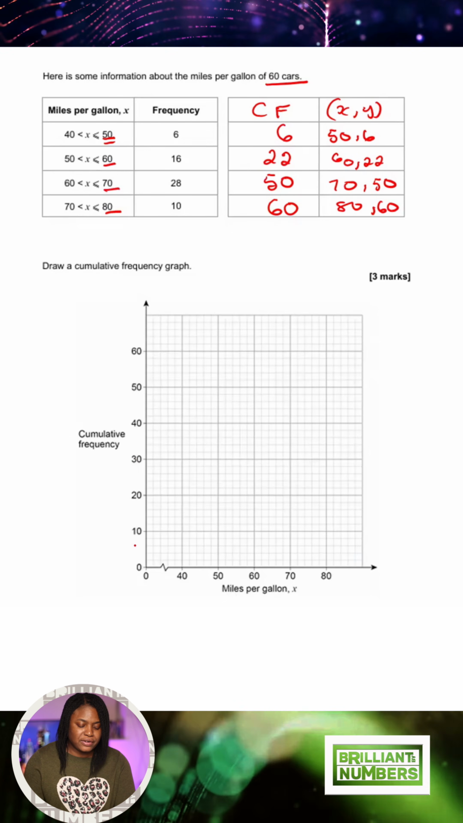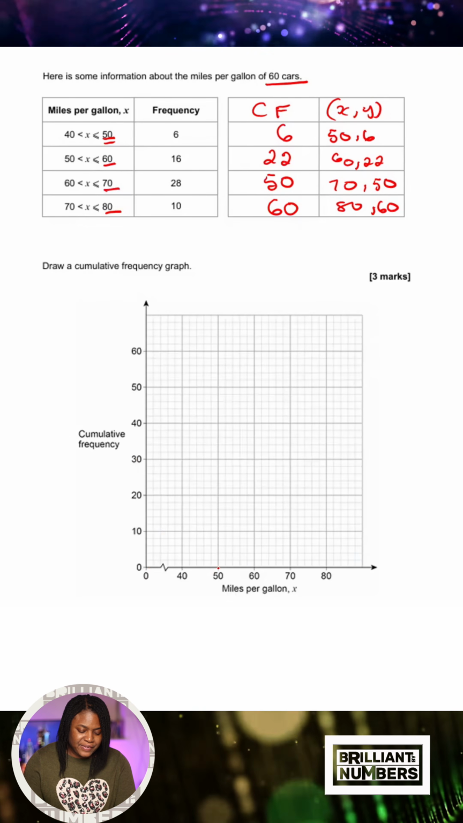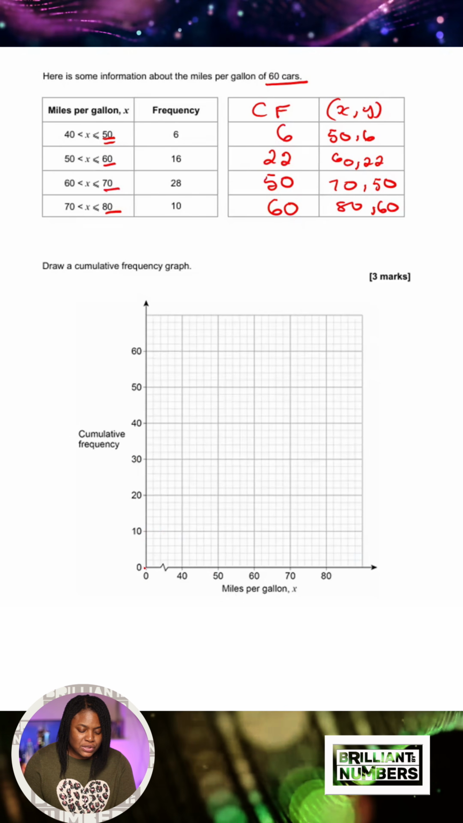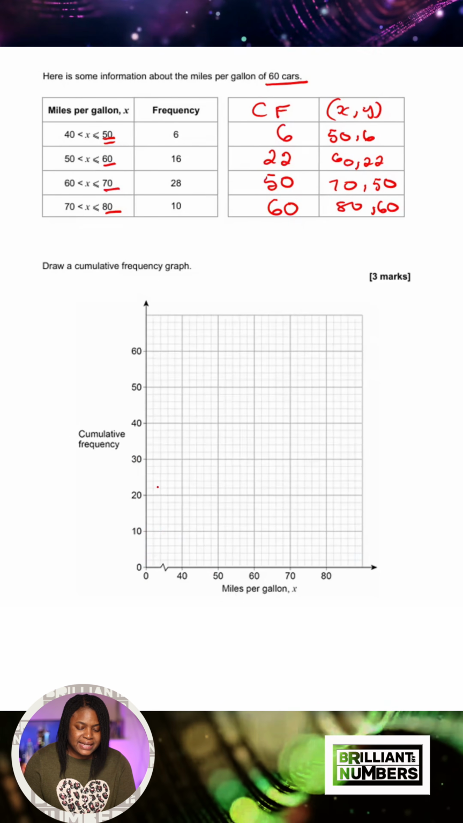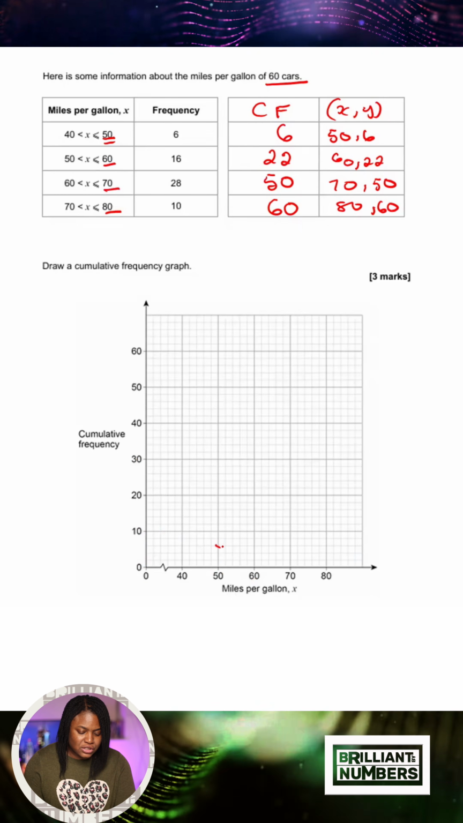So we're going to plot the graph now. We observe our scale. So for the first one, we are doing 50 to 6. We can see that the graph is going up in 2s. So 2, 4, 6, 8, 10. So we need to get to 6. So 50 to 6 will be just here.